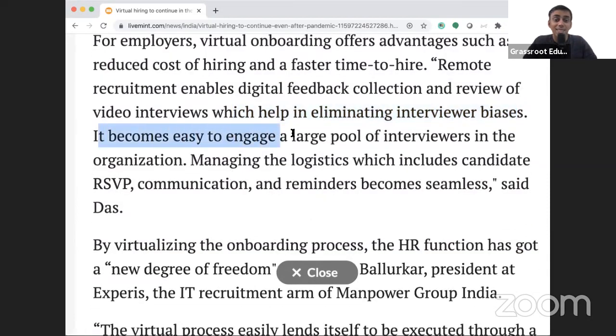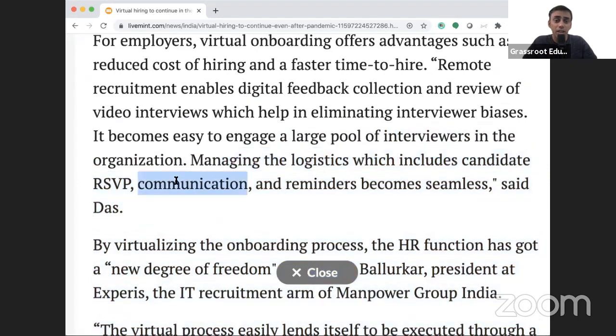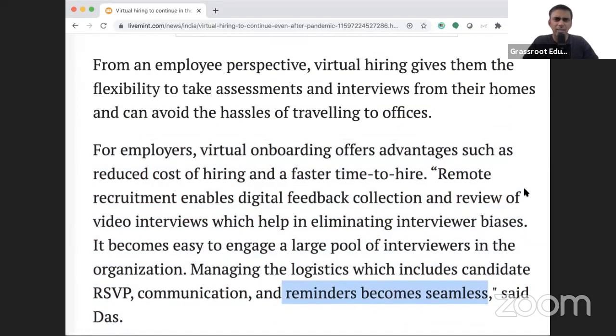It becomes easy to engage a large pool of interviewers in the organization. So what is an interviewer? The one who's taking it. Managing the logistics, which include candidate RSVP, communication, and reminders becomes seamless. These things become seamless, this person said. Now, a very interesting one, probably relevant for many of you who are looking for jobs or who want to switch jobs.